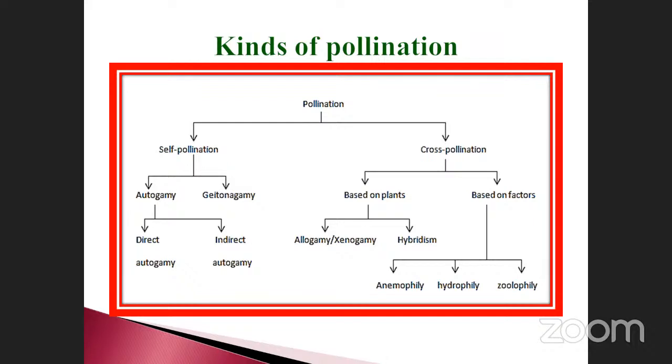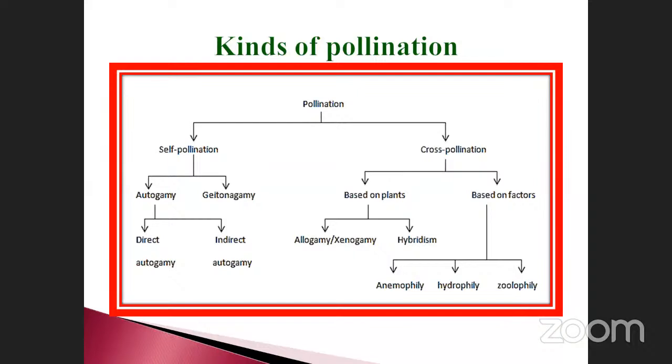Abiotic factor and biotic factor. Here, see here, these are the, what is that? Hydrophily and anemophily are considered abiotic factors. Zoophily is a biological or living organism agent, and that is called zoophilous.